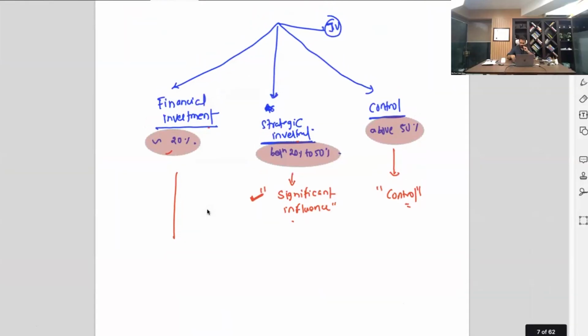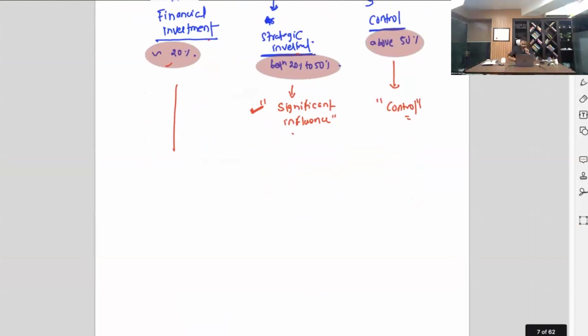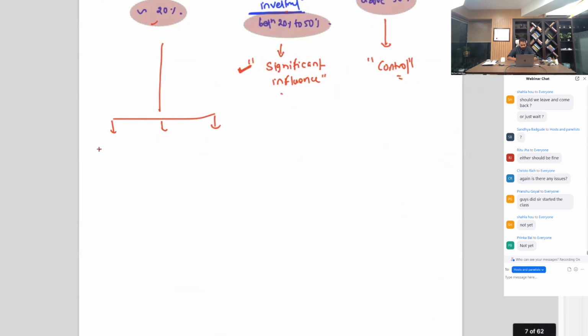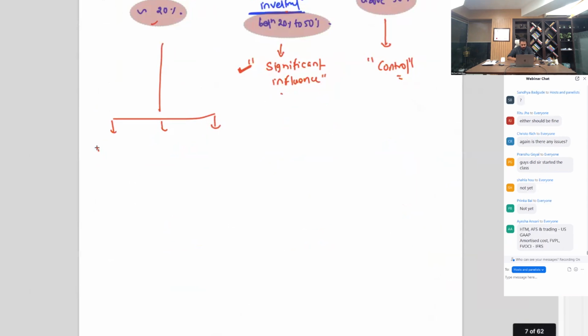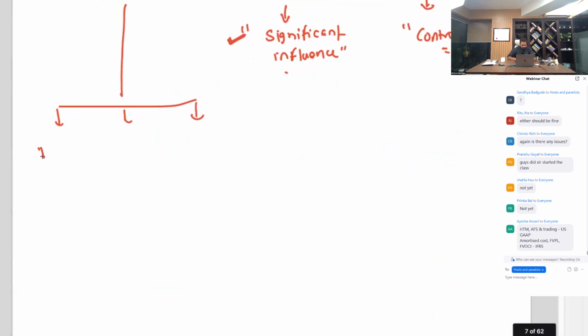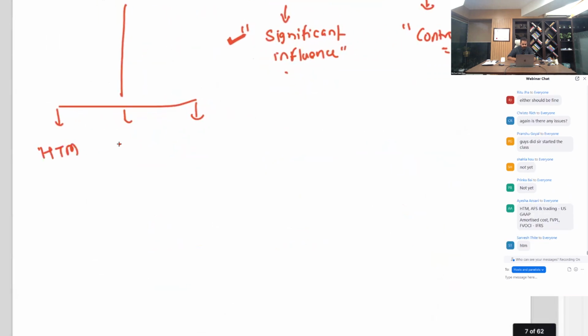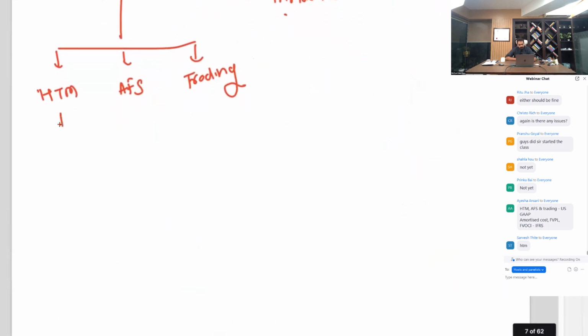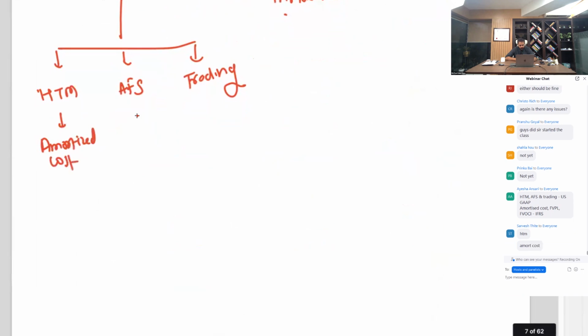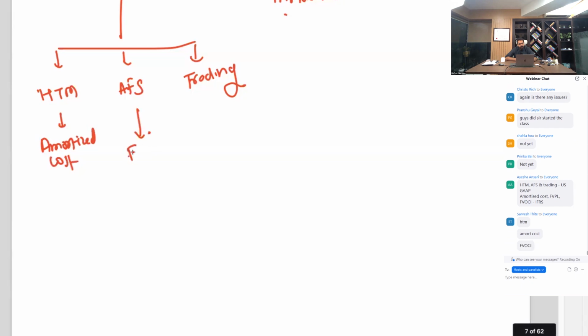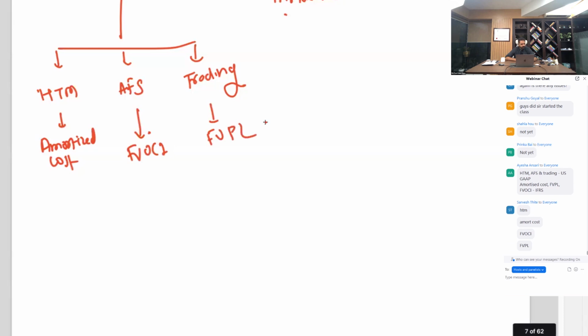Financial investment, we divide into three buckets. Let me repeat that quickly. US GAAP language is HTM, AFS, and trading. The corresponding nomenclature used in IFRS is amortized cost, FVOCI, and fair value through profit and loss account, FVPL.